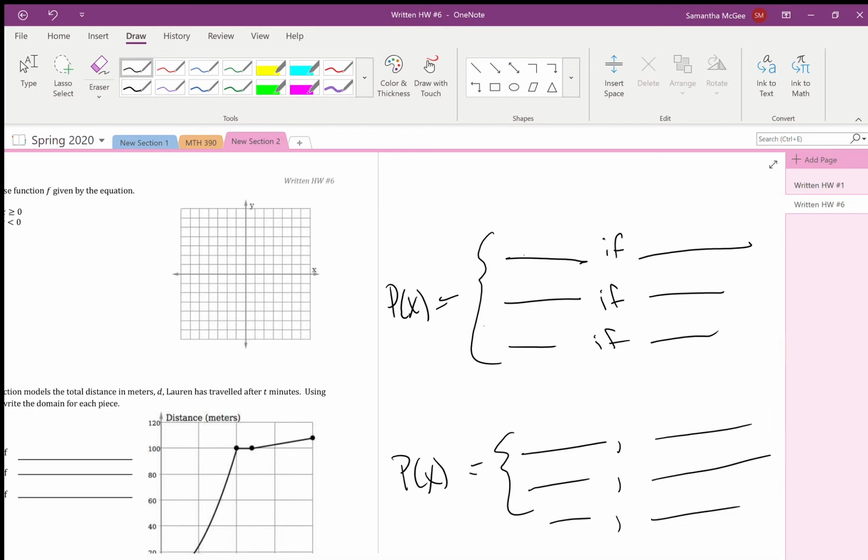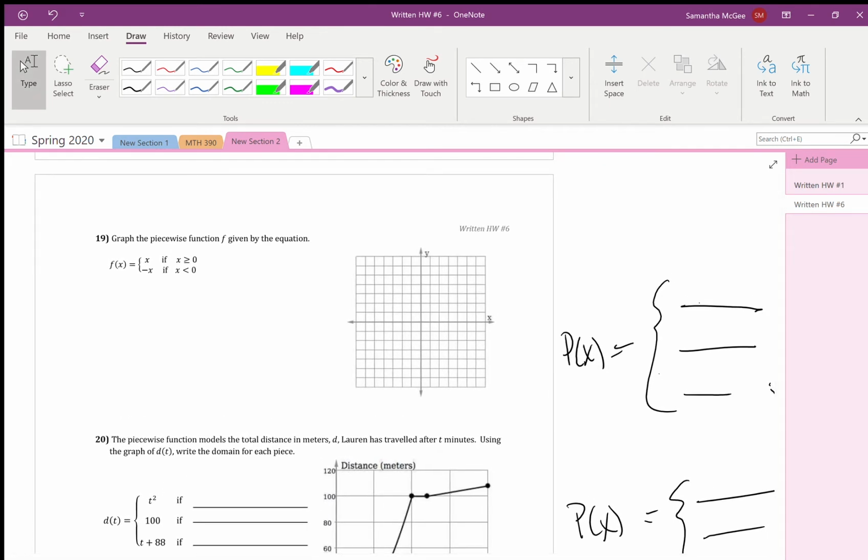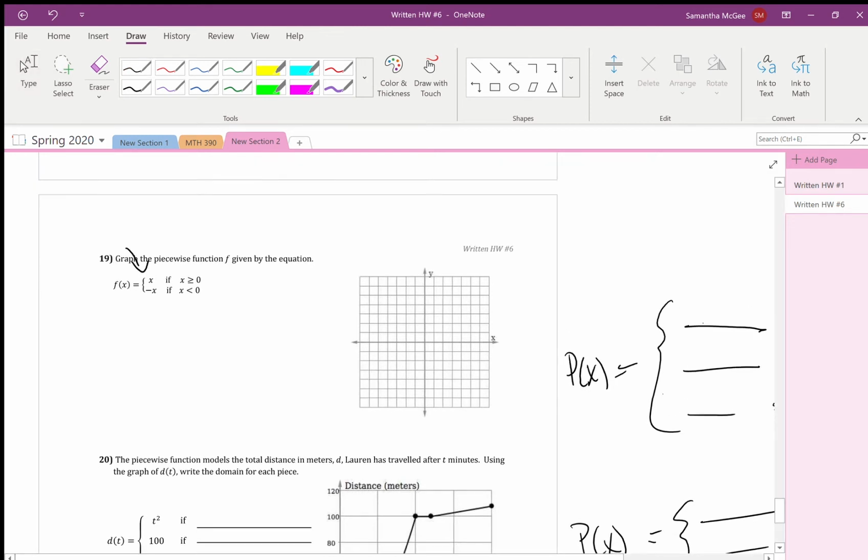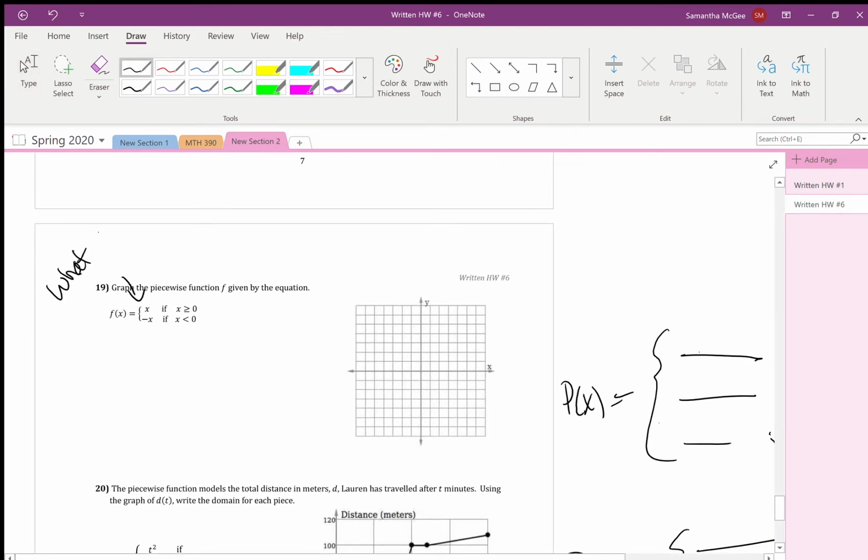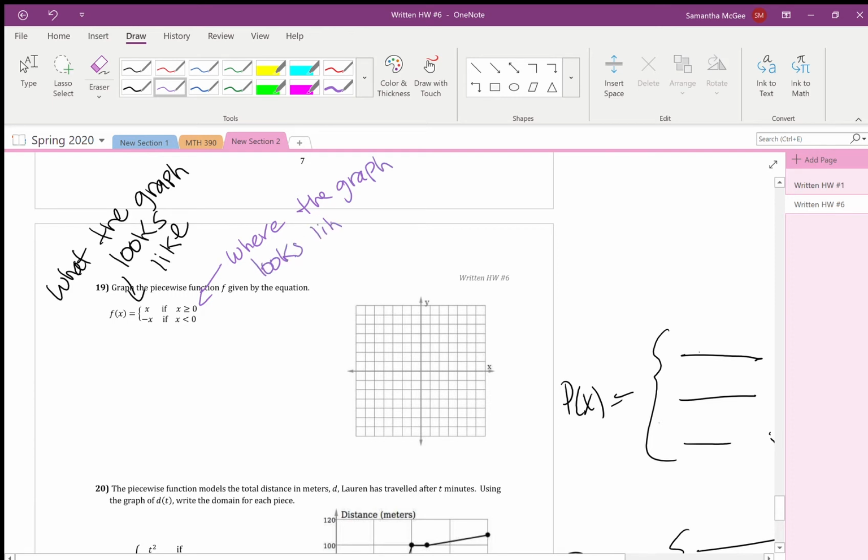That first blank, and I'm going to jump into the actual example given in problem 19, that first blank tells us what the graph looks like, and the second blank, the part that follows the if, tells us where the graph looks like that.